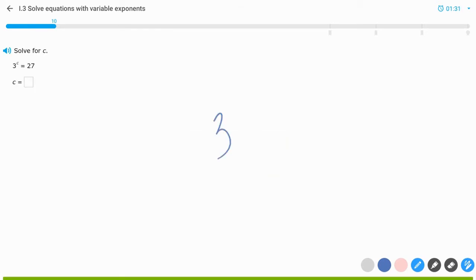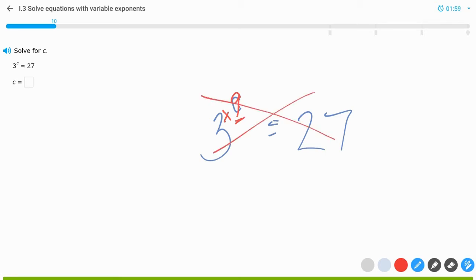Here my base is 3, my variable is c, and on the other side of the equation I have 27. Now I want to make sure that you don't immediately revert back to your basic facts and say, oh, this must be 9 because 3 times 9 is 27. That is not how this works. No.